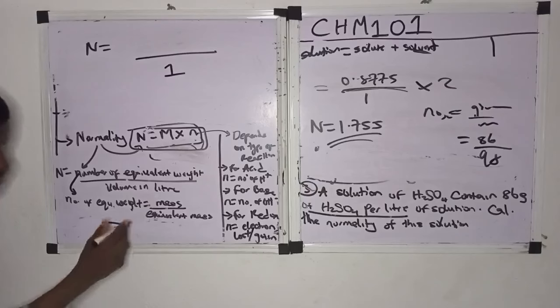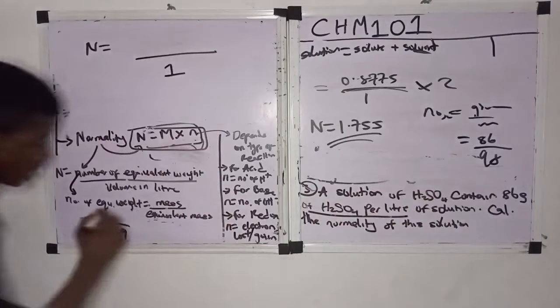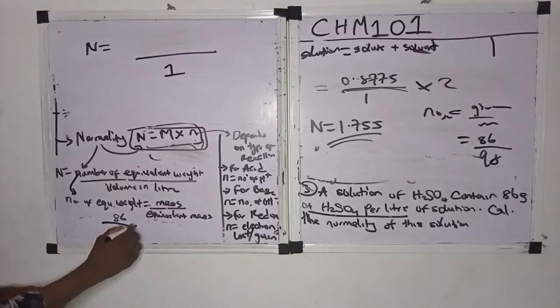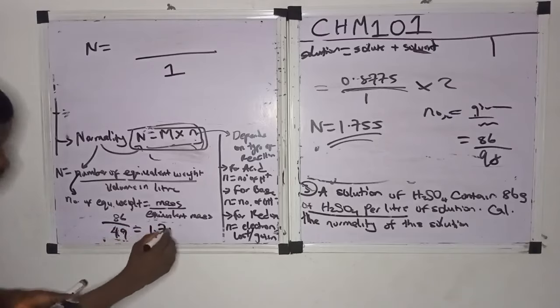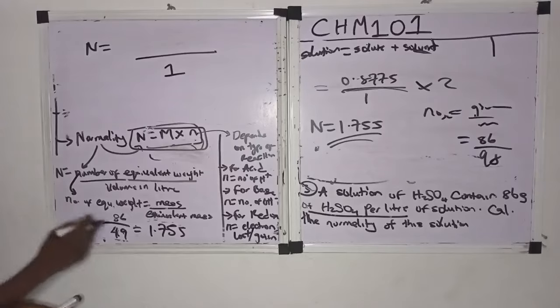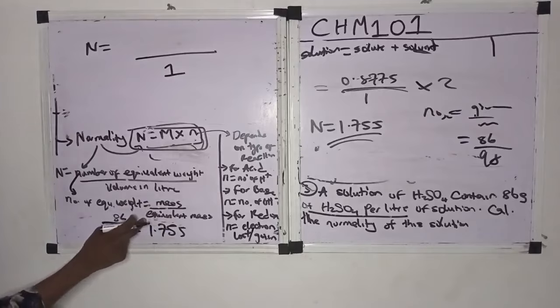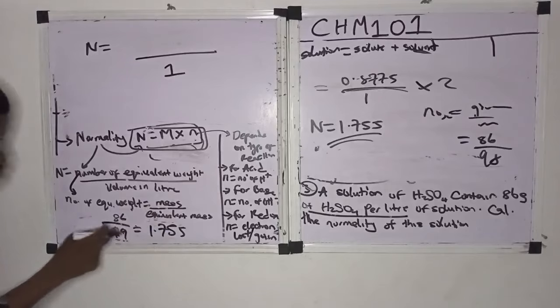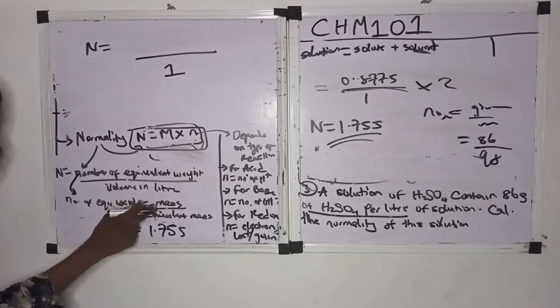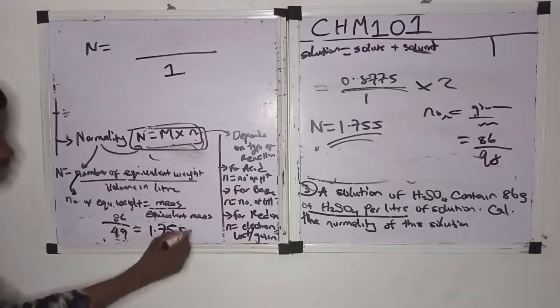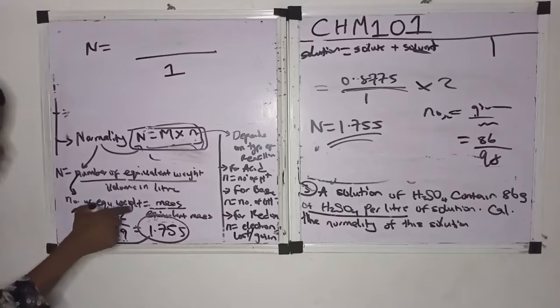Now, the number of equivalent weight is equal to the mass divided by the equivalent mass. The equivalent mass is already 49, and the mass of the substance is 86. 86 divided by 49 is 1.755. You know how we got the equivalent mass? Equivalent mass is molar mass divided by n factor, so we got 49. We got the mass of the substance to be 86. Dividing gives 1.755. This is our number of equivalent weight.